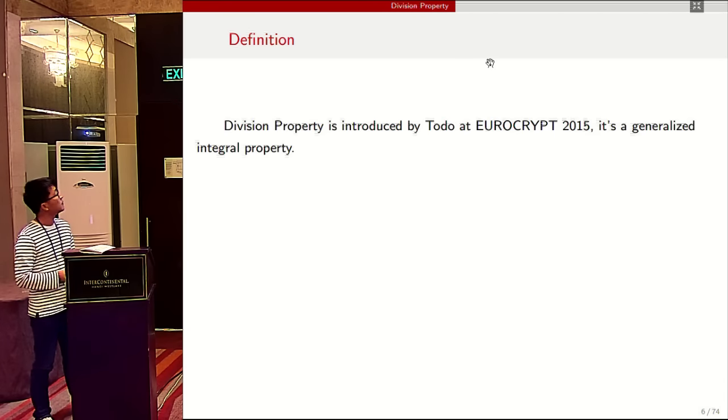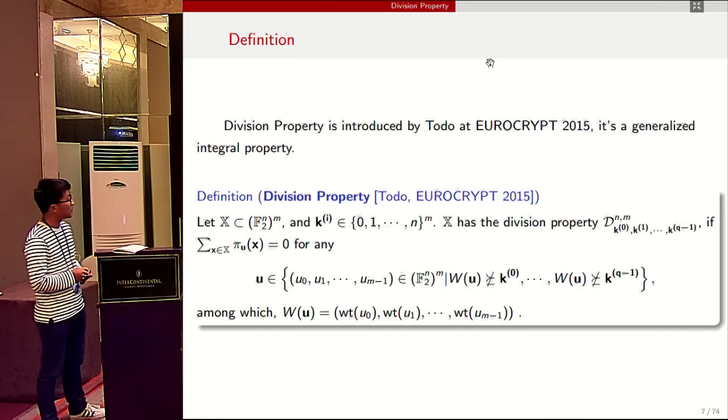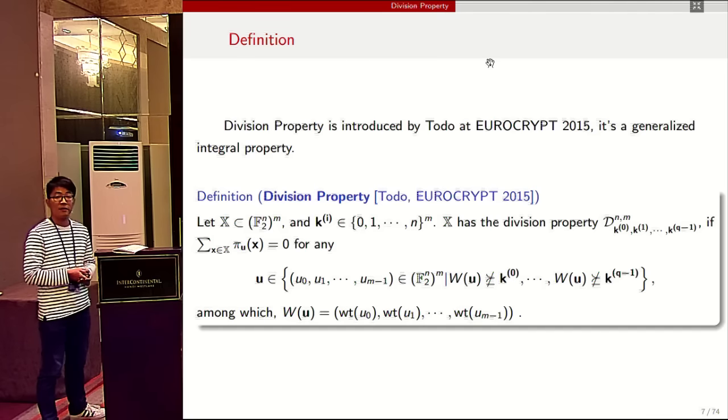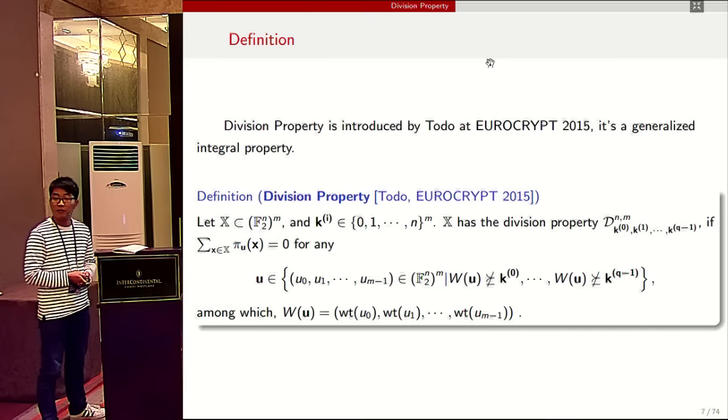Division property was introduced by Todo at Eurocrypt 2015. It's a generalized integral property. Let X be a subset of F2^n to the power of m, and ki be m-dimensional vectors. X has the division property D^{k0, k1, ..., kq-1} if the sum of π_u(x) equals 0 for all u that belongs to this set. In this expression, wu represents the vectorial Hamming weight of u, and wt(u0) represents the Hamming weight of u0.